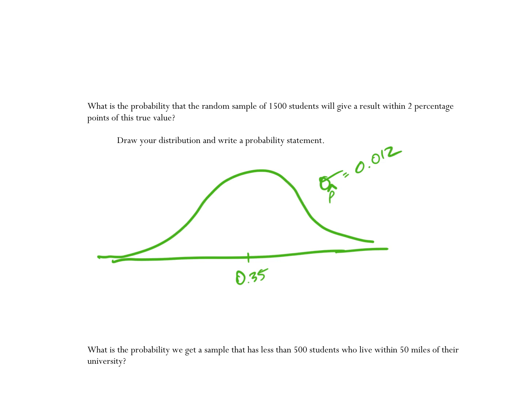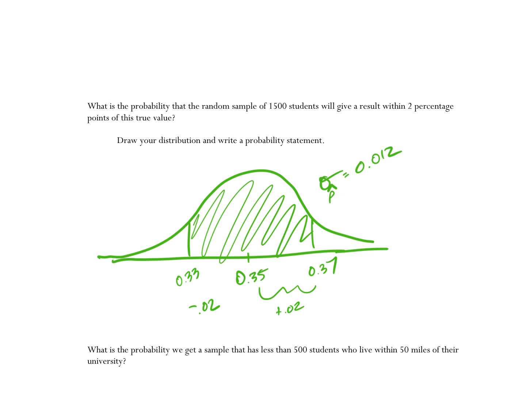I want to know, what is the probability that my sample is going to be close enough, which I'm defining as within 2 percentage points of the actual value? Is everybody with me? What would it mean to be within 2 percentage points of the actual value? Two above or two below? Two below is 33%. Two above is 37%. You're essentially adding 0.02 and subtracting 0.02. After that, this is just a normal CDF question.